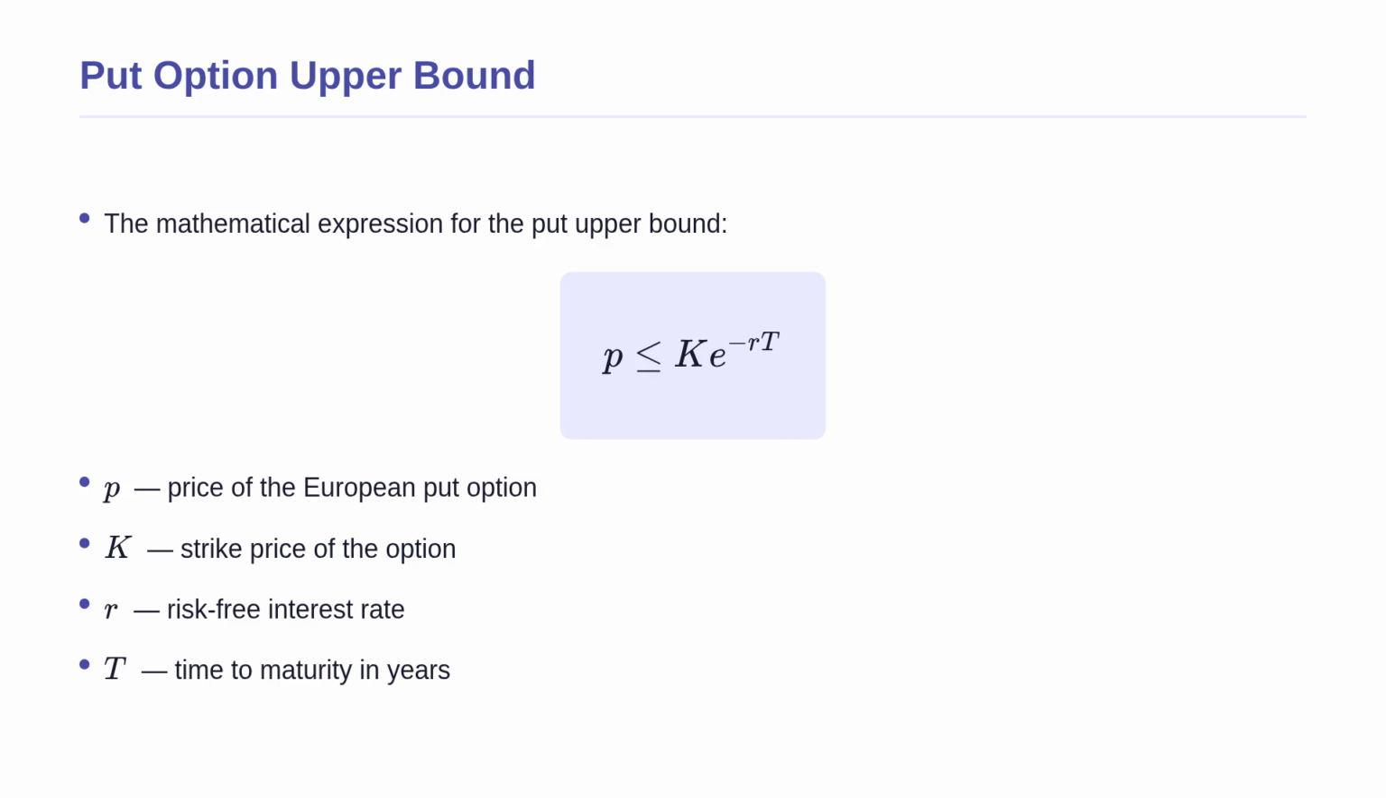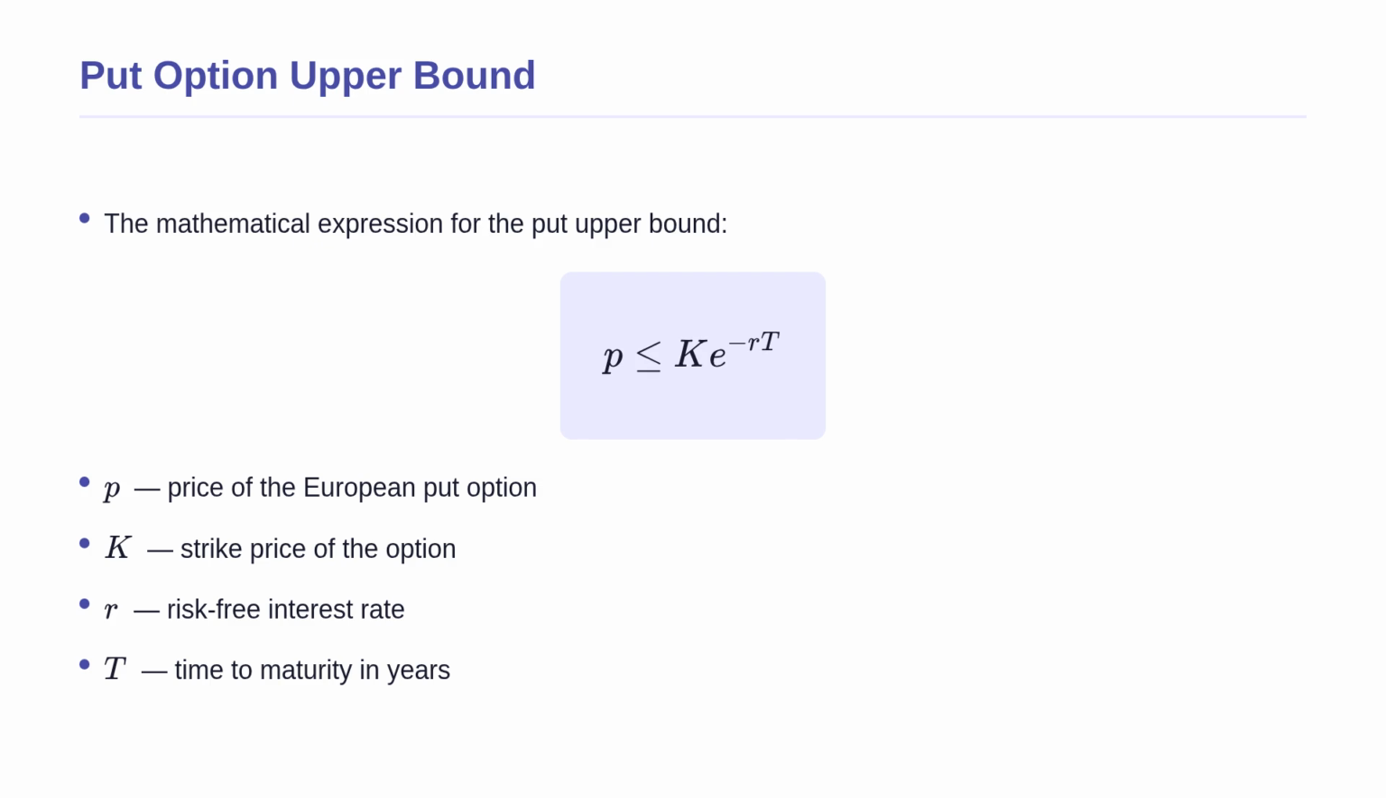Here, P is the price of the European put option today. The symbol K is the strike price, which is the maximum future payout. The letter R is the risk-free interest rate, and T is the time to maturity measured in years. The term e to the power of negative RT is a mathematical discount factor. It uses continuous compounding to shrink the future money down to its value today.